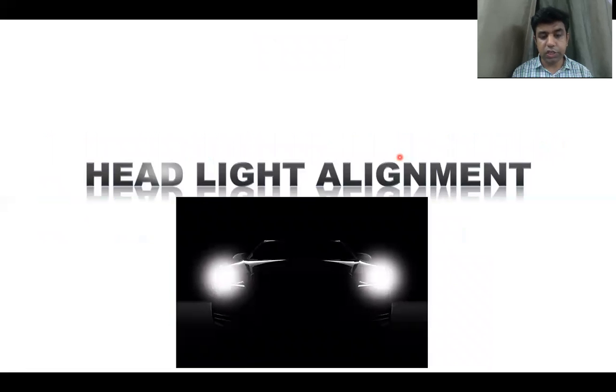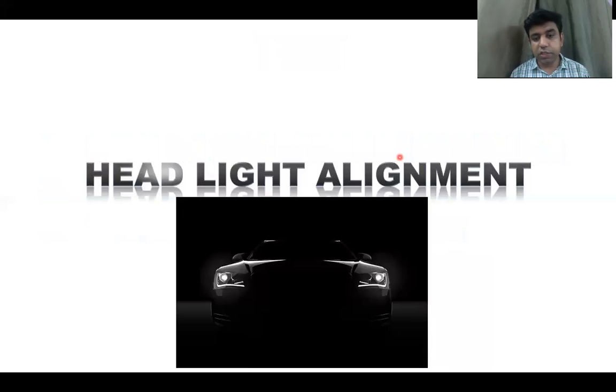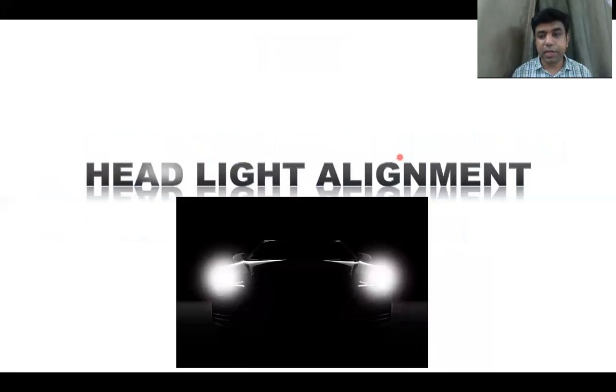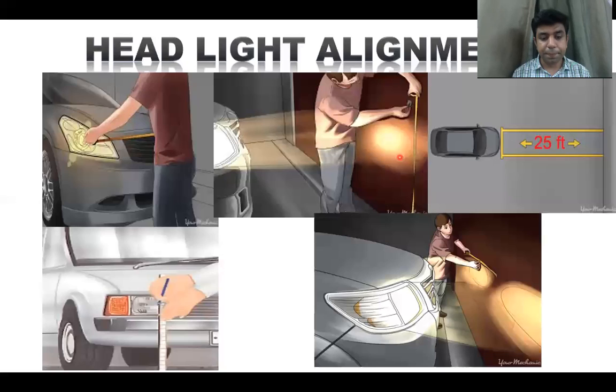Now let us understand the headlight alignment test. Again, it also comes under the section of safety. If the alignment of light is not proper, it can lead to an accident. So the proper alignment and proper visibility, as well as the proper intensity of the light, matter a lot whenever we talk about the headlight.